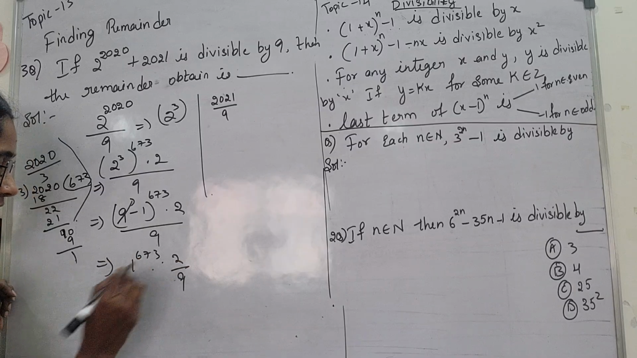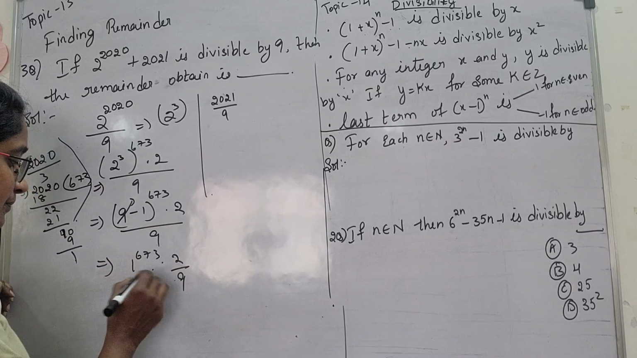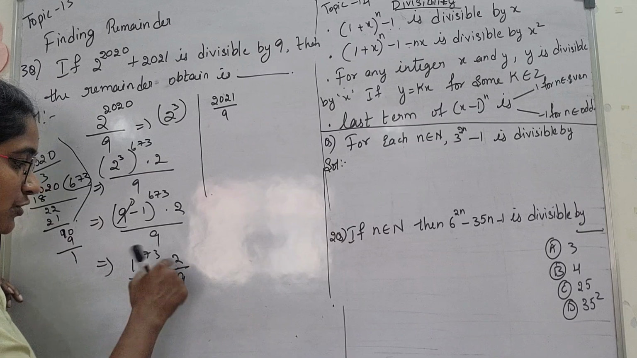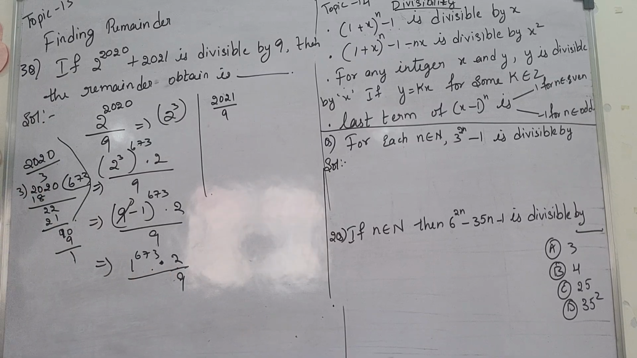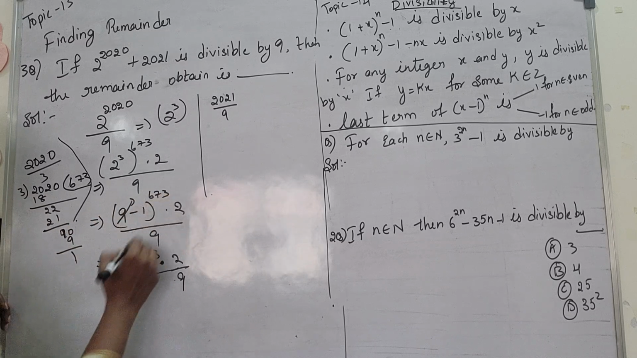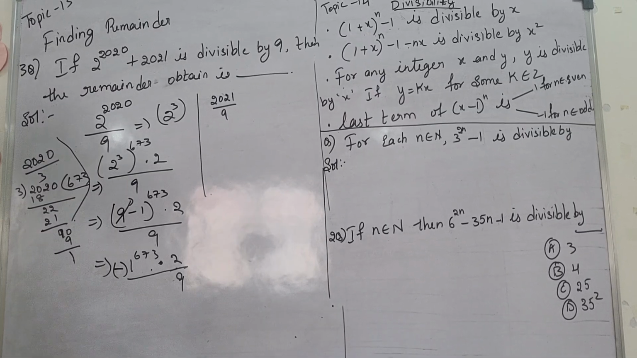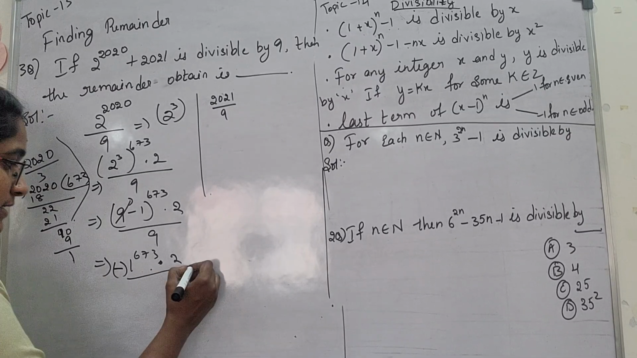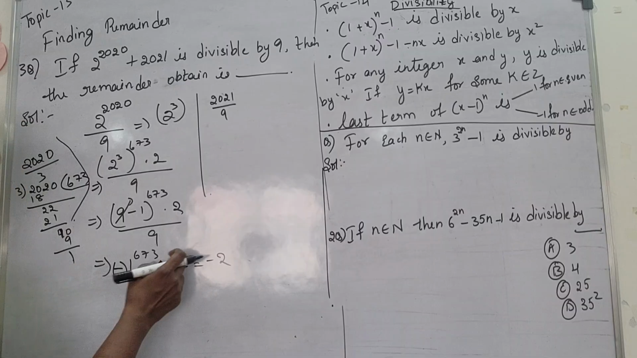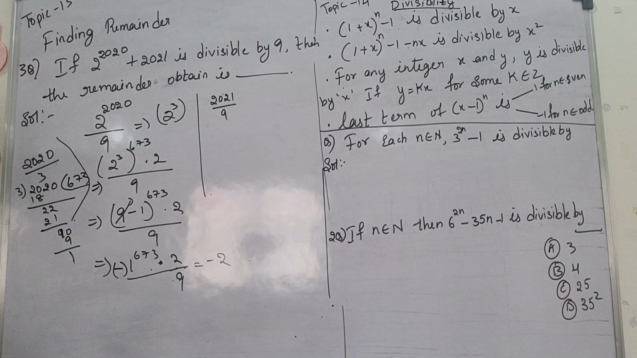So this is 1 only, right? So then this is into 2 by 9. So 2 by 9 is how much? And minus 1, this is again minus 1 I'm going to get left over because it's an odd number. So finally this is cancelled, your answer is minus 2. Okay, this is left over 1, minus 2 is your remainder.